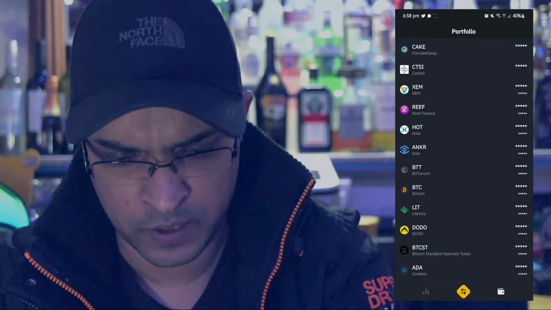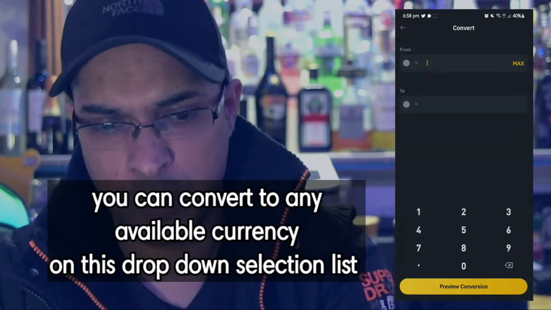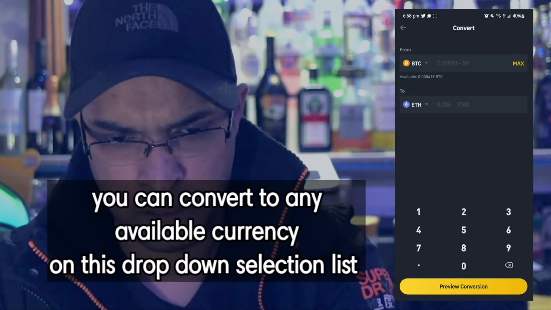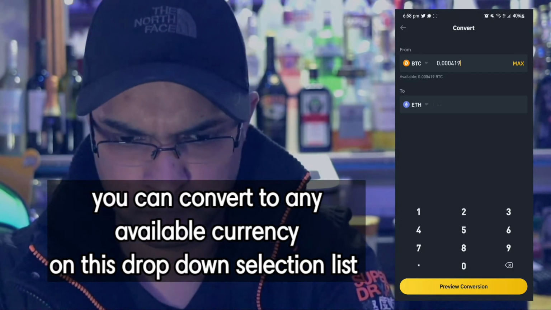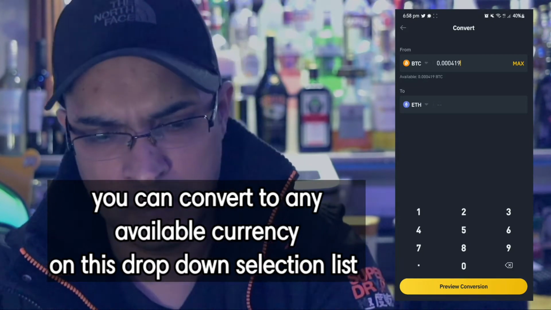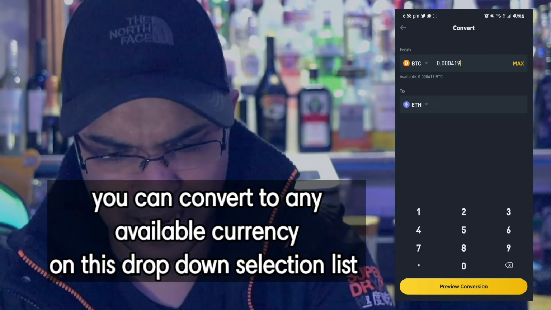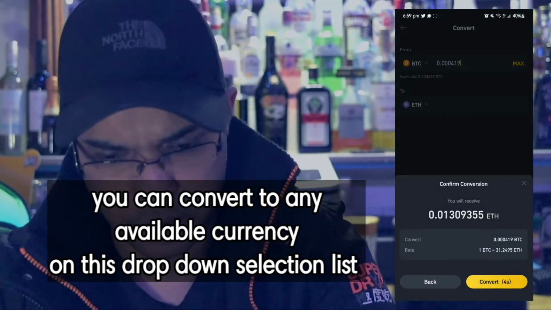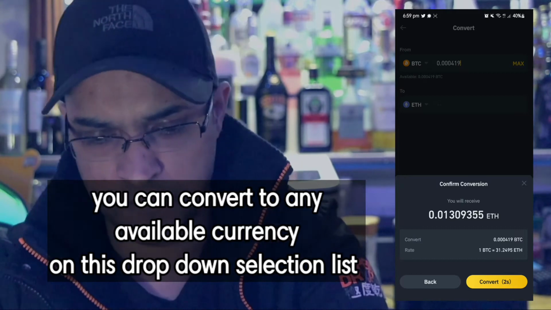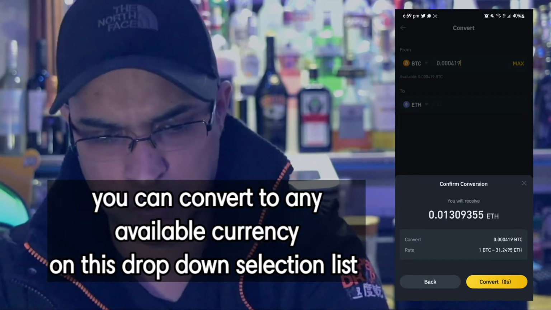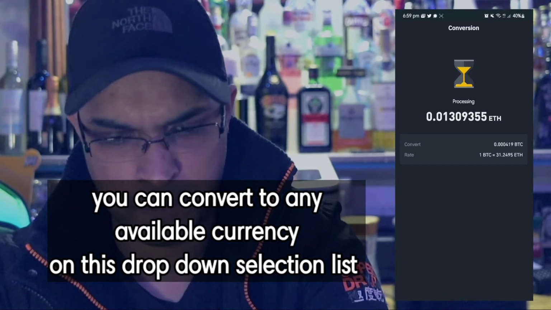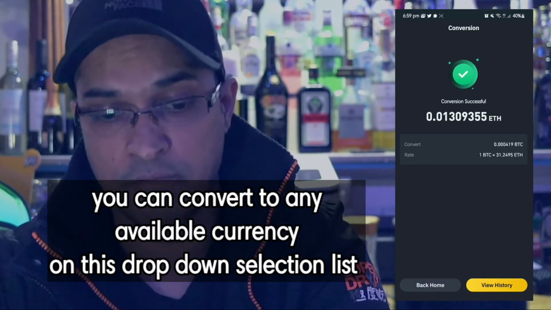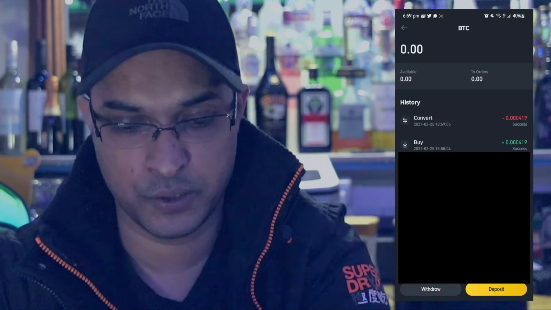So let's try and see if we can convert this. So we want to convert this into, say, for example, Ethereum. Let's have a look and see what it says to us, if we are allowed to convert. Because it's such a small amount, it might not even allow it. Let's have a look and see. So actually it does. It's saying basically, if you convert, this is how many you're going to get. So let's do a conversion here, and it's processing. Done. So we've just converted our Bitcoin into Ethereum.